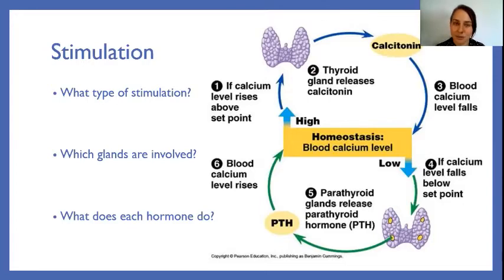Now, what glands were involved? In this case, it was the thyroid and the parathyroid. These guys actually produce hormones that work in opposition to each other. The calcitonin lowering the level and the parathyroid hormone raising the level. This is a really good example of how the body is going to be able to balance a nutrient level by either producing hormones to raise it or producing hormones to lower it.